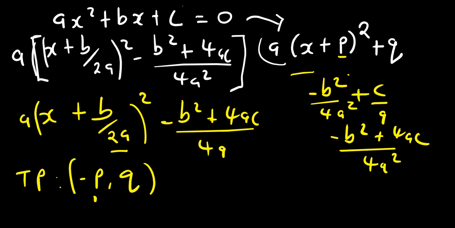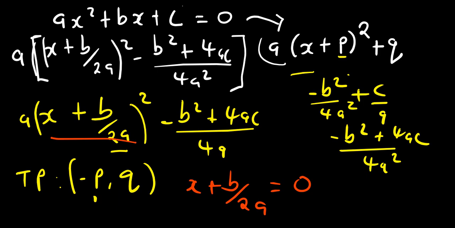Then when you want to find the line of symmetry, a line that cuts the graph that you're going to draw into two equal parts, you are going to get this expression that is in the bracket and you equate it to 0. What I'm saying is x plus b over 2a, you equate it to 0. Then what you're going to get will be a value of x which cuts the graph into two equal parts.